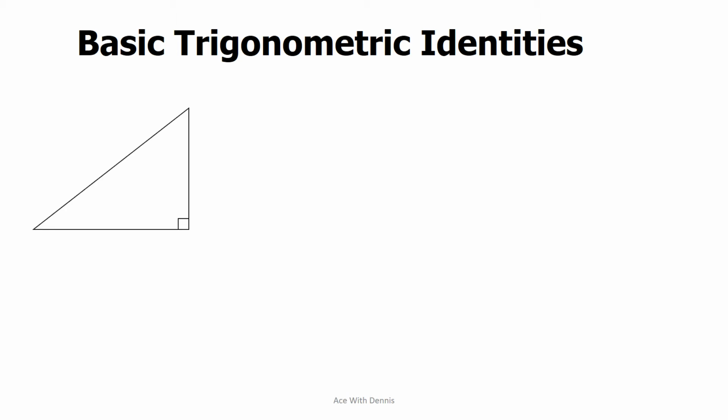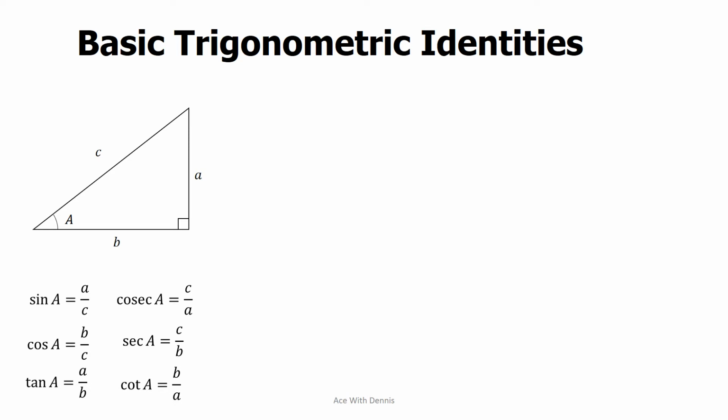Alright, so now let's look at this right angle triangle, and we refer to this angle as A. So the opposite side will be a, the adjacent side will be b, and the hypotenuse will be c. So we know that sine A will be a over c, therefore cosecant A will be c over a. Cosine A will be equal to b over c. Secant A will be c over b. Tangent A equals a over b. Therefore, cotangent A will be equal to b over a.